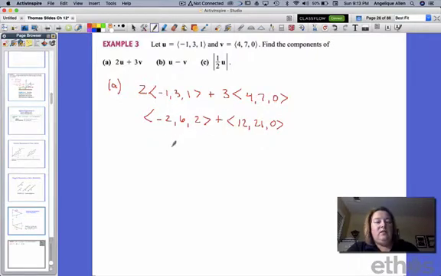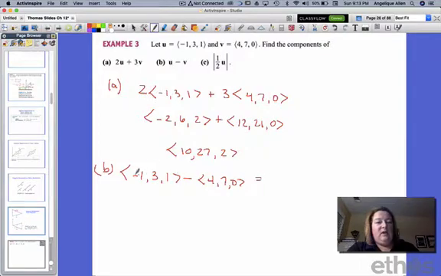Negative 2 plus 12 is 10. 6 plus 21 is 27. And 2 plus 0 is 2. So there's vector addition. Vector subtraction, u minus v, negative 1, 3, 1, minus 4, 7, 0.